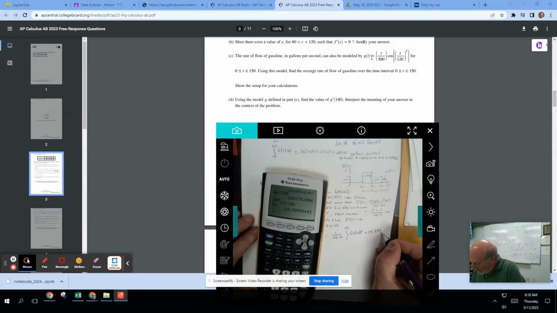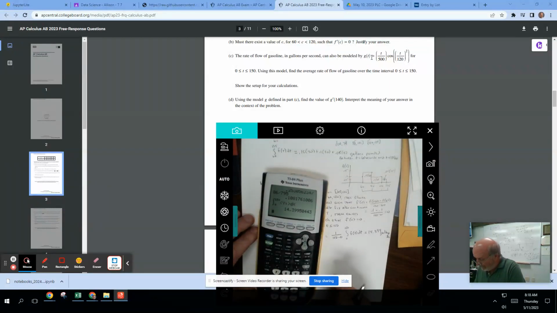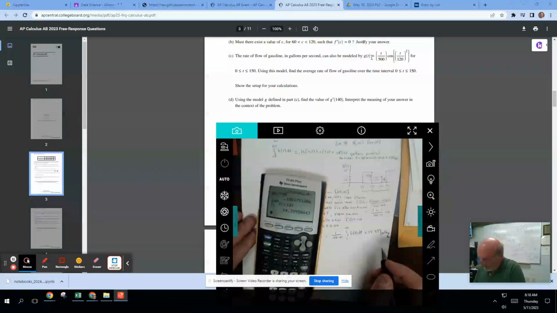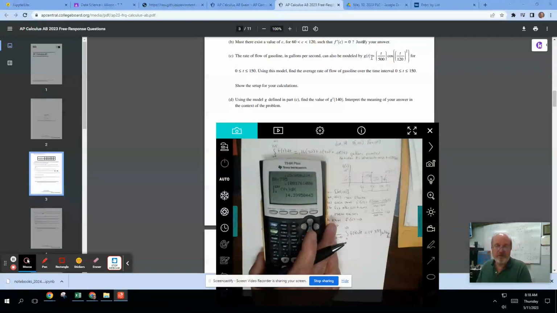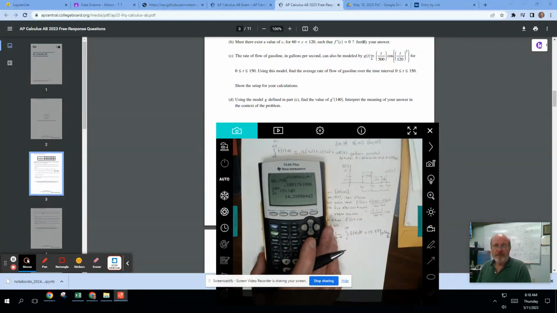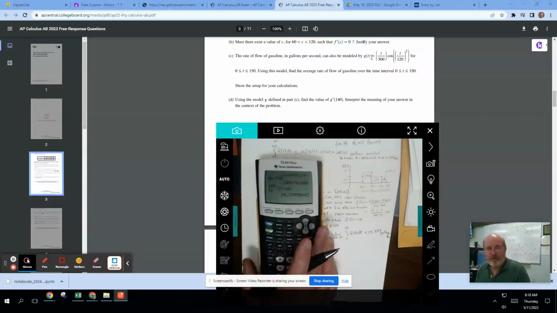And that looks like 14.399 gallons per second, because this is the average value of the rate function. The rate function is measured in gallons per second, so this average value would also be measured in gallons per second. That's the average rate of flow.